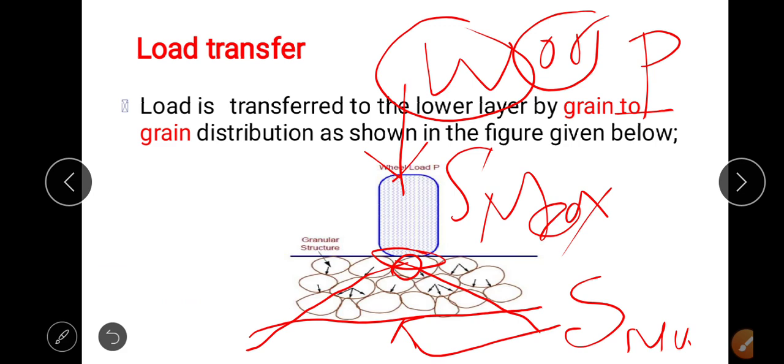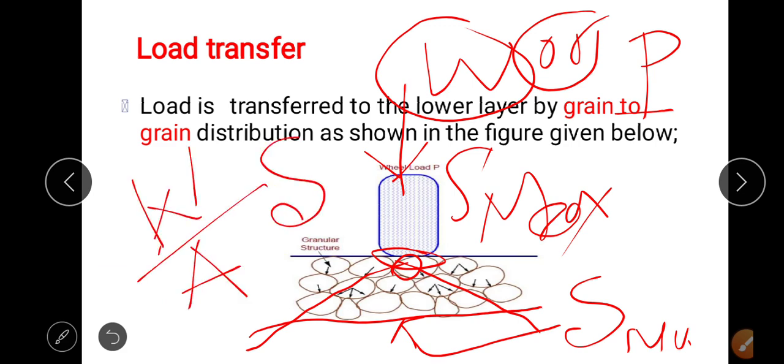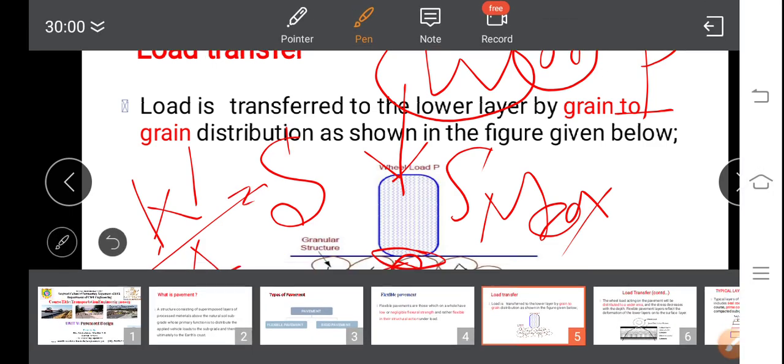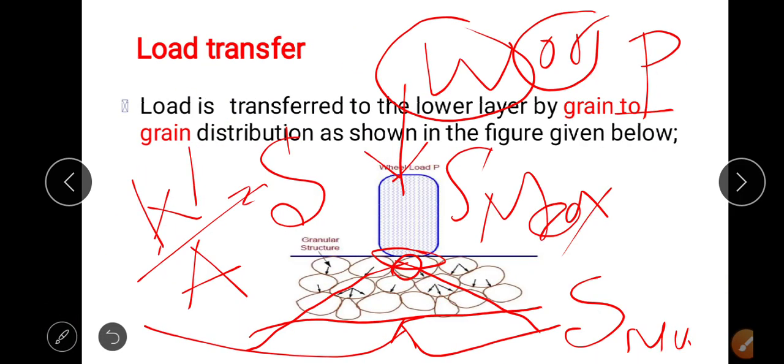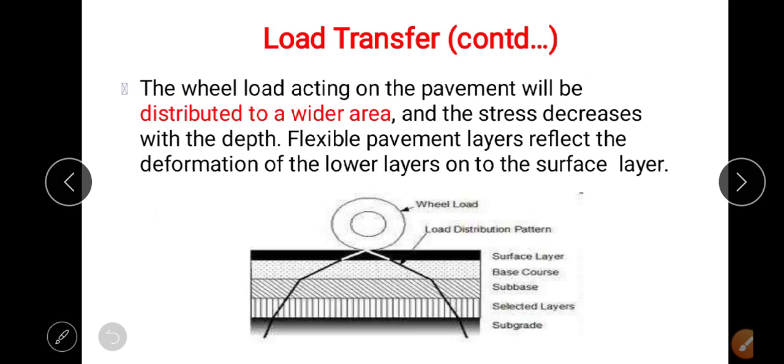Whereas here, the area is sufficiently larger. So whatever the W divided by area will be the stress. That means here A is more, whereas at the surface, the area is very less. Here it is less, here it is more. Therefore, stress is less and stress is more. Okay? Simple understanding.